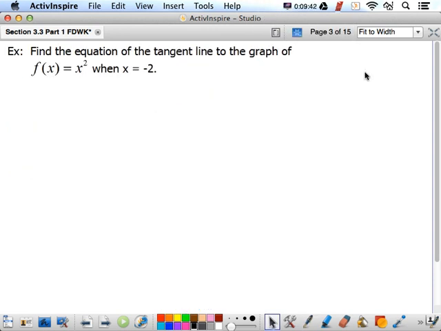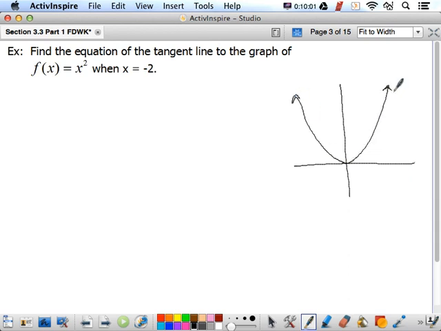For this example, we want to find the equation of the tangent line to the graph of the function f of x equals x squared when the x value is negative 2. So let's just get a visual on what we're trying to do here. I'm trying to take the parabola y equals x squared and I'm trying to find the equation of the line that is tangent to it when x is -2. So I am looking for the equation of that line right there, basically. Okay? Alright.